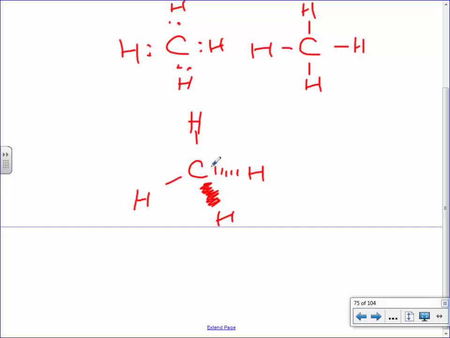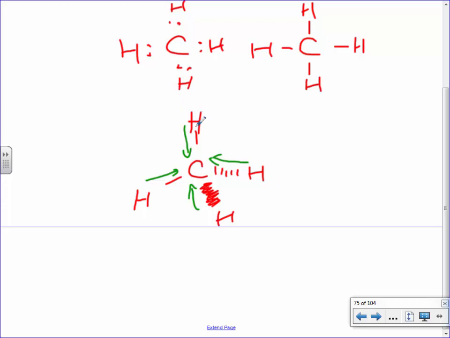Carbon is 2.6, hydrogen's 2.2. So carbon wins this fight. But it also wins this fight, and also wins this fight, and also wins this fight. Everybody's pushing in towards carbon. Now, I know it's in 3 dimensions, but can you understand and visualize how, because everybody is equally pushing inwards, really there's a net of 0. Does that make sense? Right?